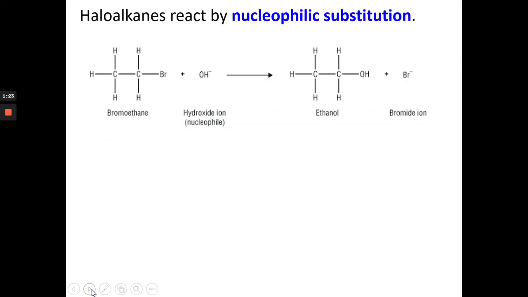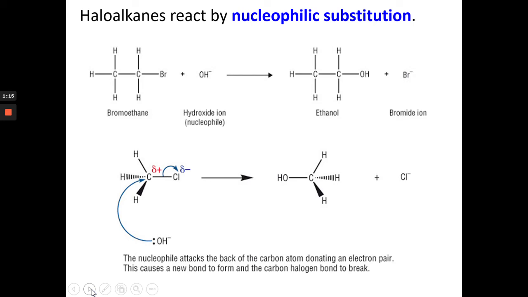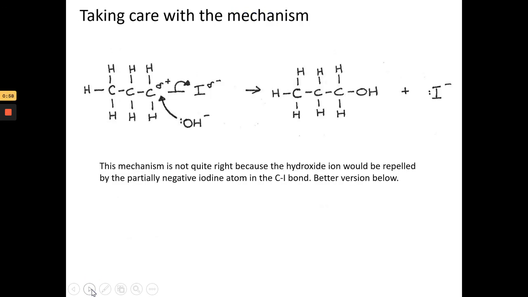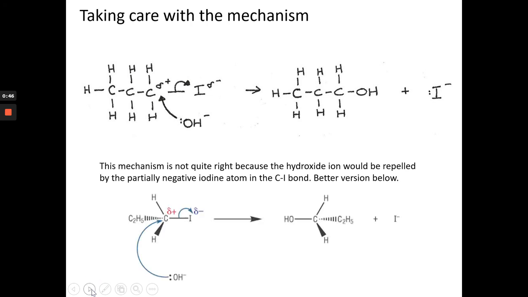So haloalkanes react by nucleophilic substitution, so let's look at the OH- ion, hydroxide ion, as a nucleophile. The nucleophile attacks the back of the carbon atom, in this case because the hydroxide ion is charged, so therefore, because it's negatively charged, it'll be slightly repelled by the delta negative chlorine. So it moves around the back of the carbon in order to react with it. This mechanism isn't quite right because you have the OH- moving towards the carbon to which the iodine is attached, but in the proximity of the iodine atom. So a slightly corrected version is at the bottom, showing that the OH- moves around the back.